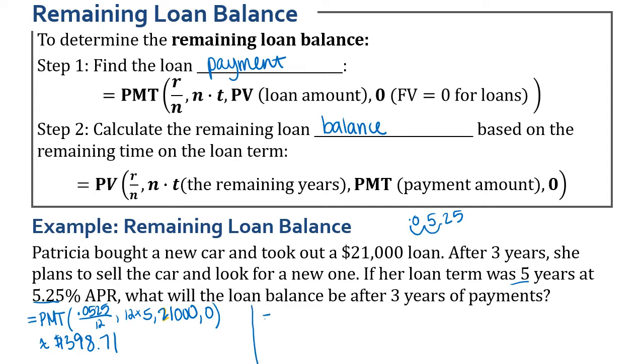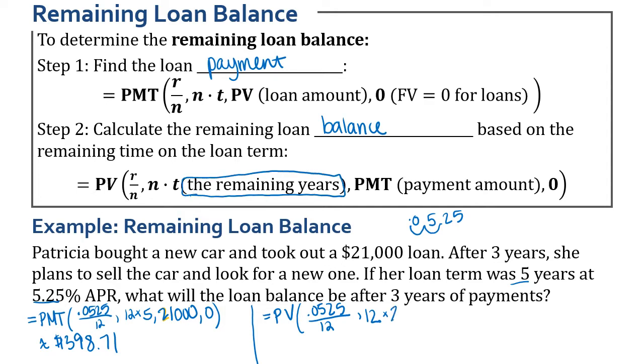If we want to figure out what the loan balance is after 3 years of payments, we'll use the PV formula. That's the present value because we want to figure out the present value of the loan after 3 years. So again, to use that formula, it's the rate, 0.0525 divided by N, which is 12 because she's making monthly payments, comma 12 times, and in this case, we're looking at your T, and that's the thing that's kind of tricky, it's the remaining years.